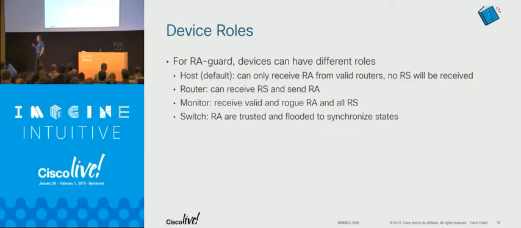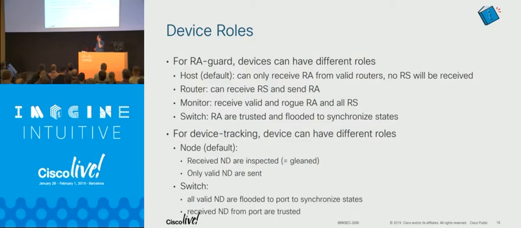Two more things. There is one which is called monitor. Typically, you don't use it. This is where you put an IPS, for instance. It will see all the traffic: valid RAs, invalid RAs, and all the RAs. Okay? But it can send nothing. And a switch. This is typically when you have multiple switches in your access layer, you trust everything which is coming from there, relying on the fact that the other switch is configured correctly. Okay, that's how it's done.